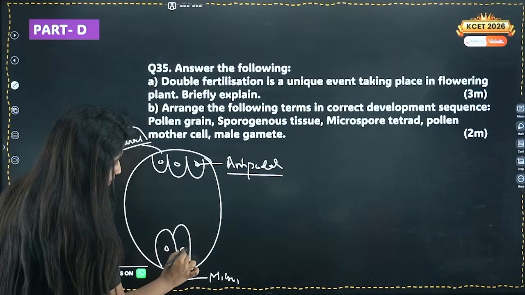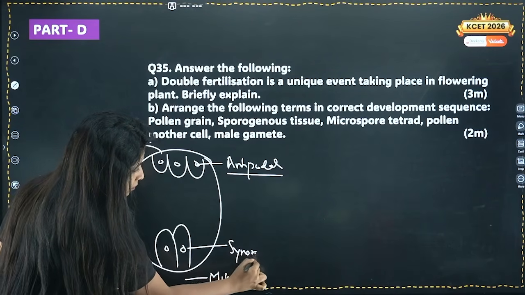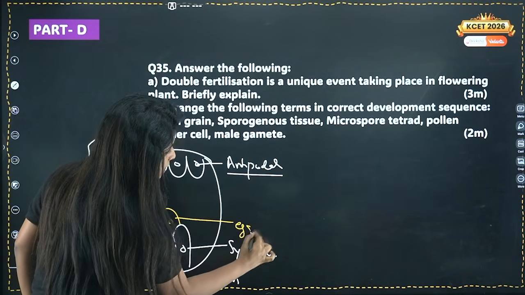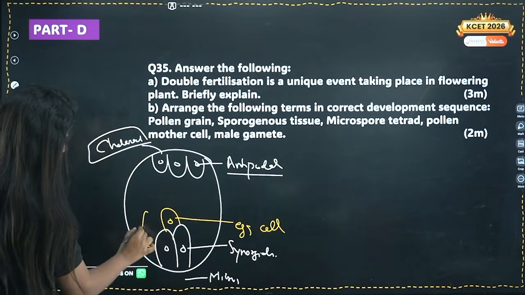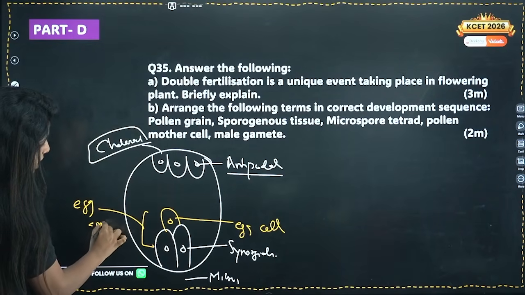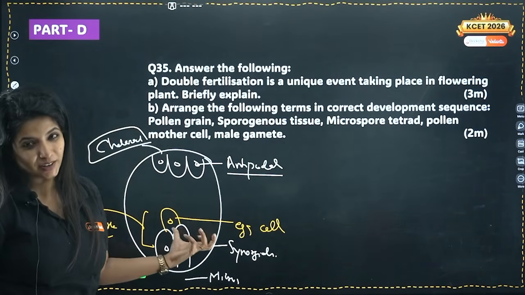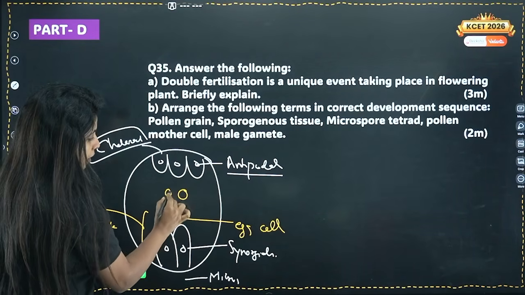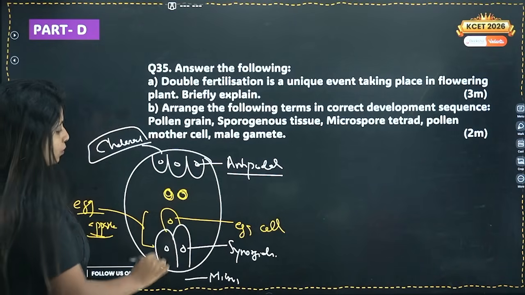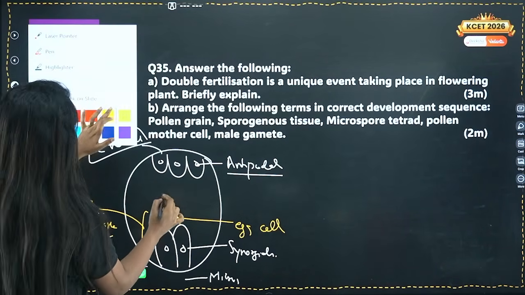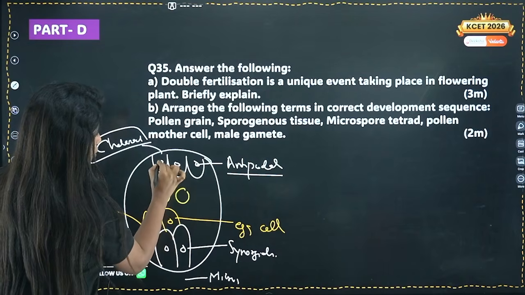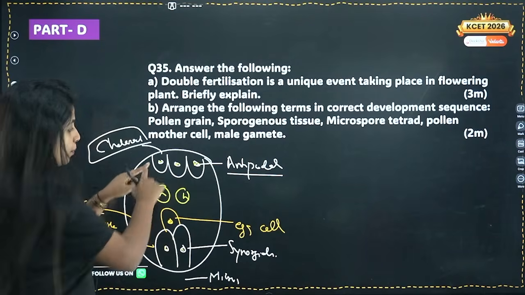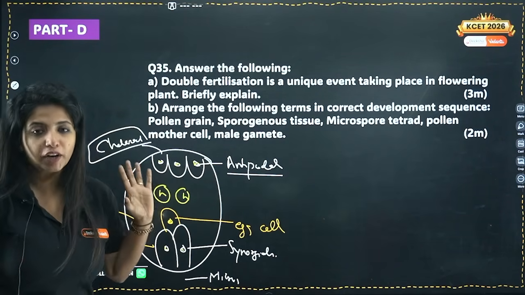You have 3 cells. 2 synergids, and one very important cell which you call the egg cell. All of it together, I call this the egg apparatus. Synergids and the egg cell, I call this egg apparatus. They are best friends. Now you have one big cell right over here which has 2 polar nuclei. So I'll change it and put it in a different color. 2 polar nuclei. So this is having N.